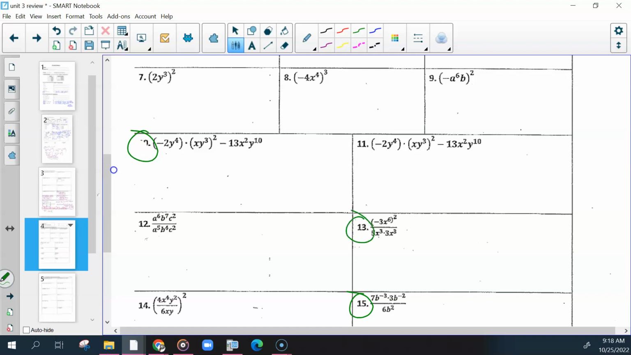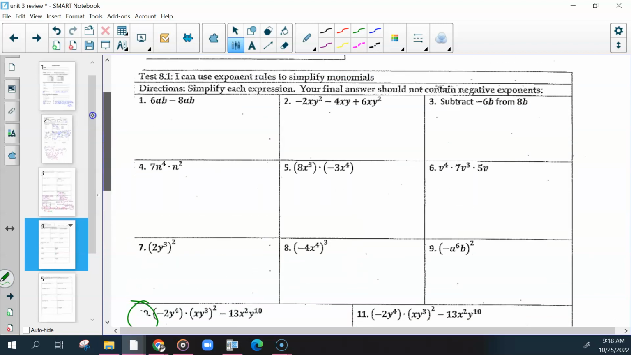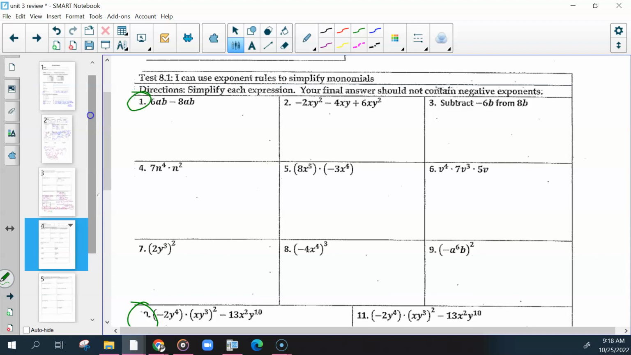Okay, so these will be the last ones. Did you have a question too? 1 on this page? Yes. So these will be the last ones we do, and then you'll have time to take your quiz. So we don't want to take away too much more time.